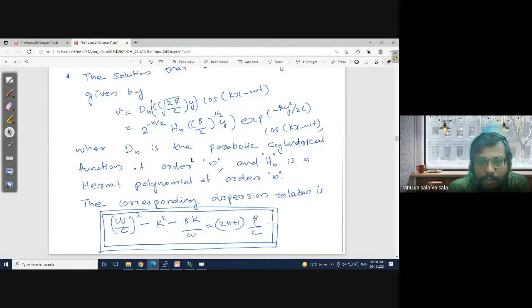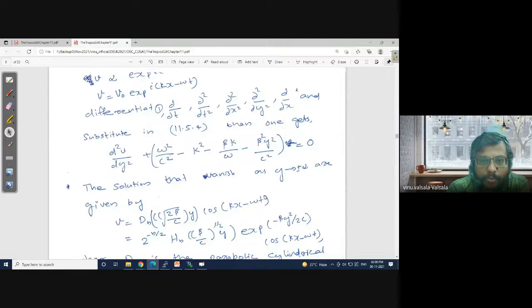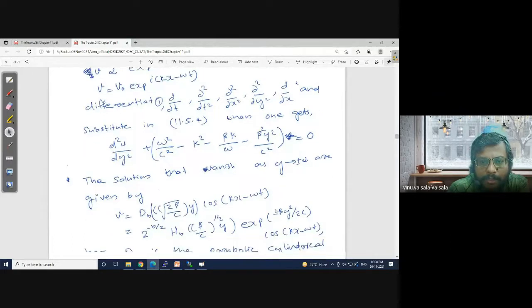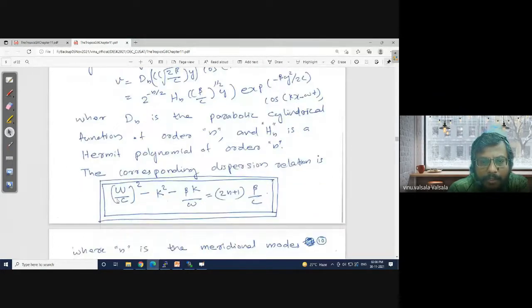So we will discuss what this order n means. Mathematically, they are from -1, 0, 1, 2, 3, etc. So the second part of the equation, you see the second part, for V to be 0 at the boundary condition, the dispersion relation says that (omega by C) the whole squared minus k squared minus beta k by omega is equal to (2n plus 1) beta by C.